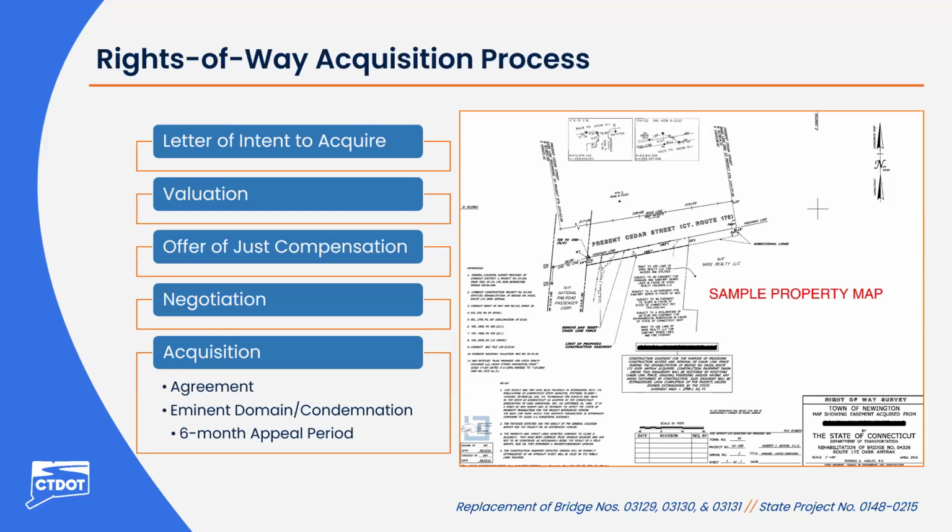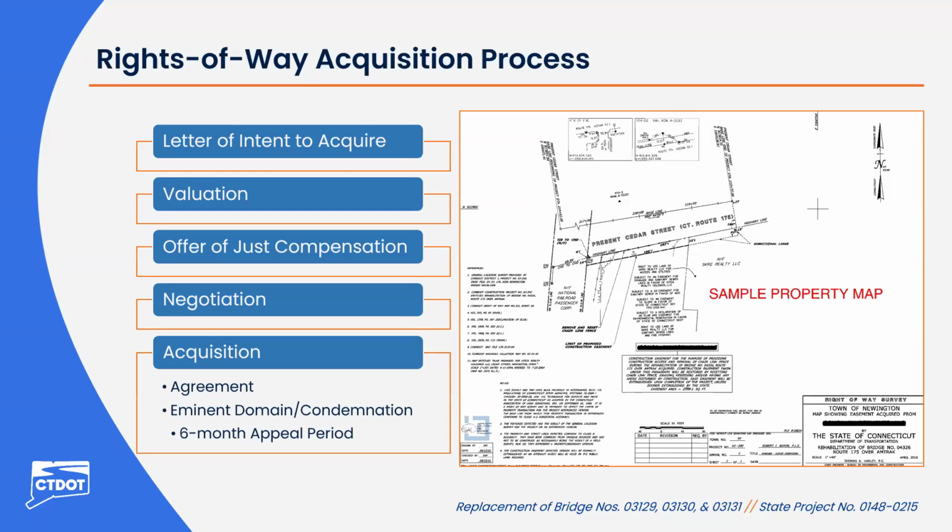Now, if an agreement cannot be reached, in order to maintain the project schedule, the department may acquire the necessary property rights through its power of eminent domain. If that were to happen, the state would file a notice of condemnation with the Superior Court, along with a monetary deposit in the amount of the state's offer.